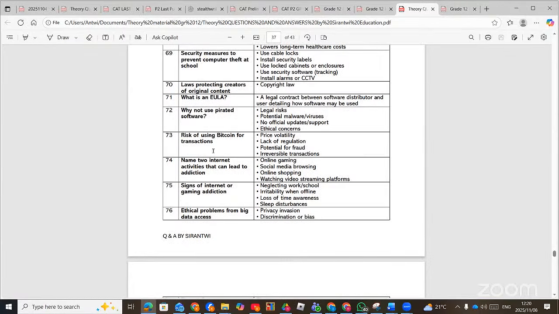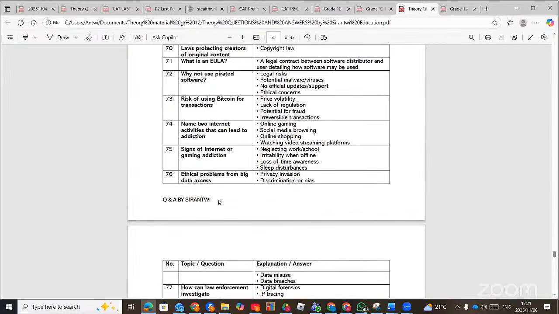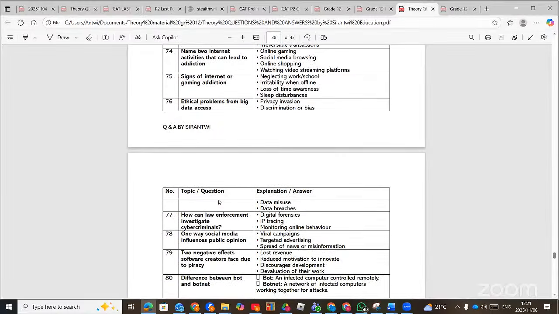So risks or disadvantages of Bitcoin: lack of regulations, potential for fraud, and criminals mostly use it also to do their criminal activities. Two, internet activity that can lead to addiction. They are talking about internet activities like online gaming, you can be addicted. Social media browsing, online shopping, people can be addicted to it also. Signs of internet addiction and what you can do about them.